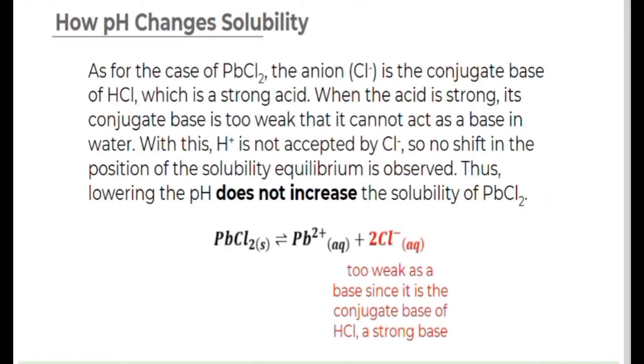As for the case of lead chloride, the anion chloride ion is the conjugate base of hydrochloric acid, which is a strong acid. When the acid is strong, its conjugate base is too weak that it cannot act as a base in water. With this, hydrogen ion is not accepted by chloride ion, so no shift in the position of the solubility equilibrium is observed. Thus, lowering the pH does not increase the solubility of lead chloride.